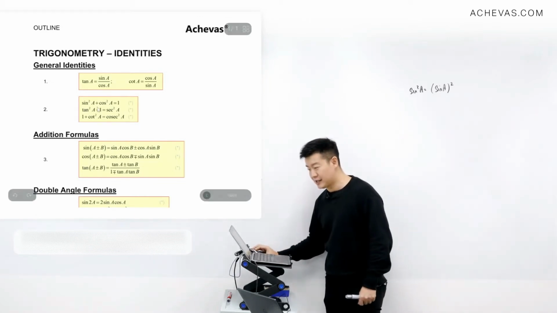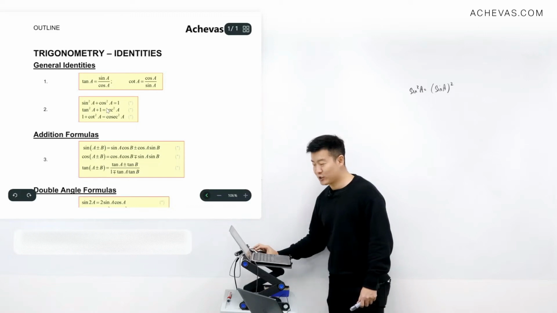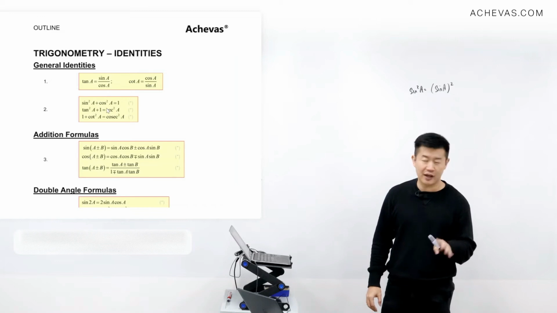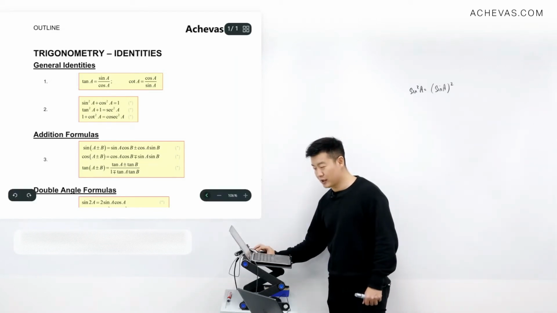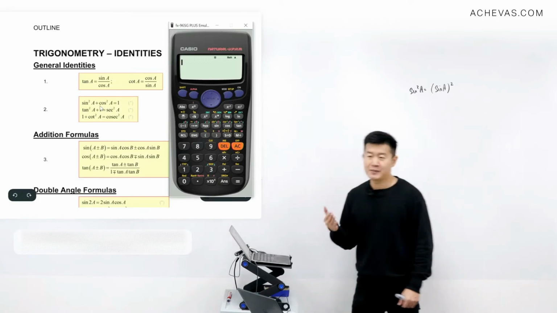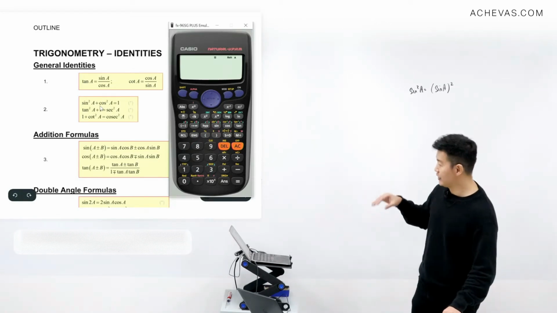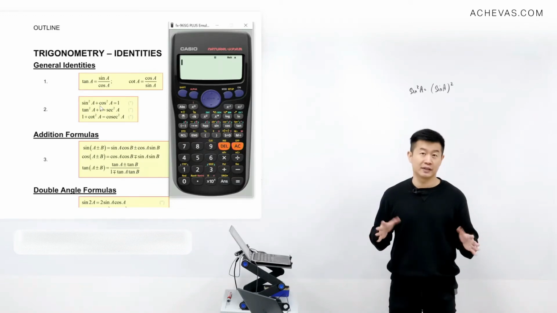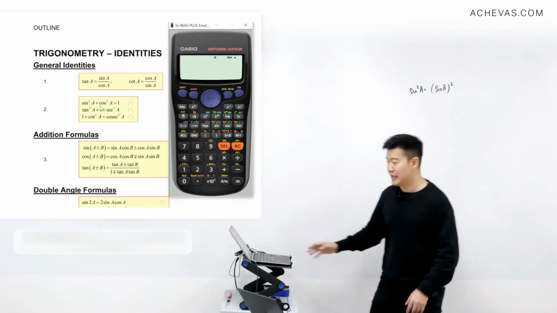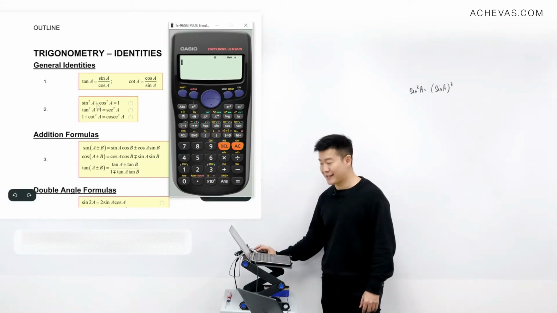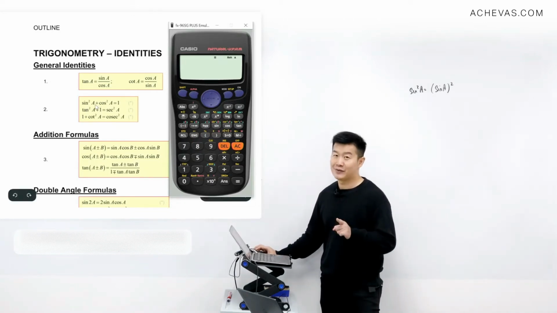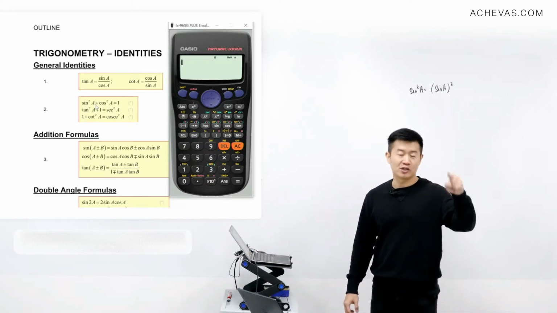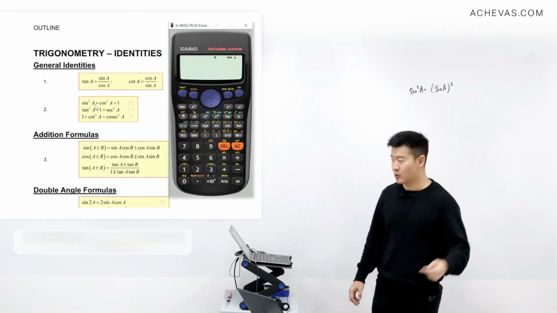Let's pick one identity. Let's might as well just pick this: sine square A plus cosine square A is equal to 1. Is it always going to be true for any values of A? Let's make use of our calculator to do a quick verification. Let's pick a random value for A. My calculator is now in degrees mode. So let's pick an angle, say 37 degrees. Let's see whether it is true that sine square 37 plus cosine square 37 is really going to be equal to 1.